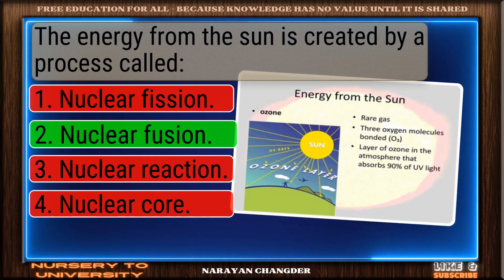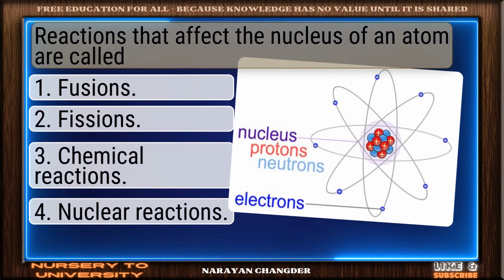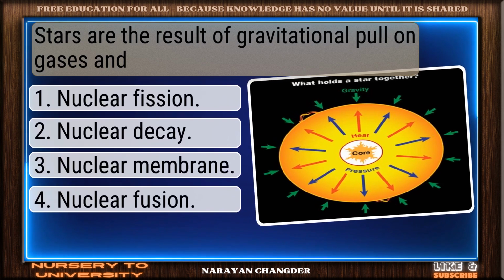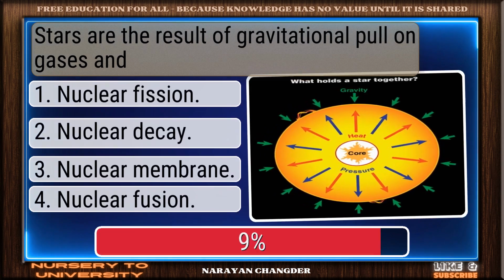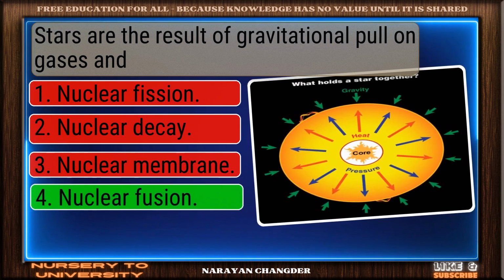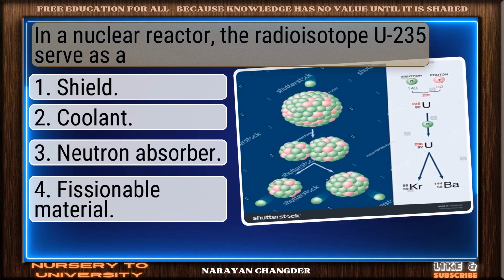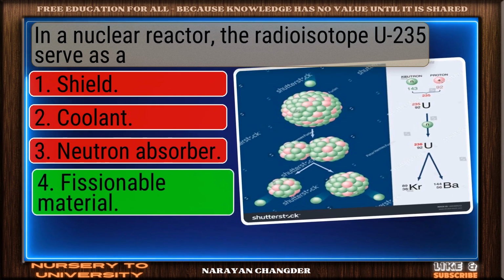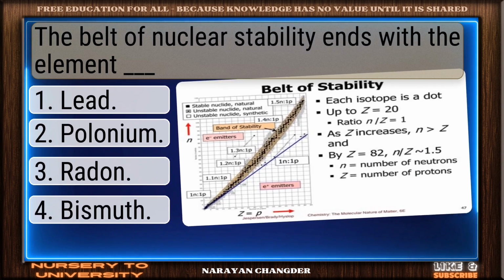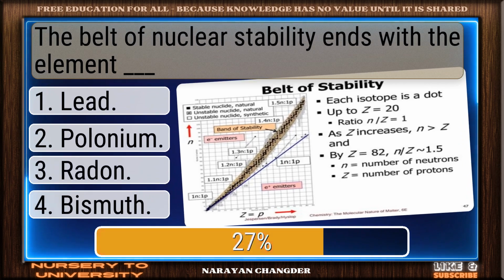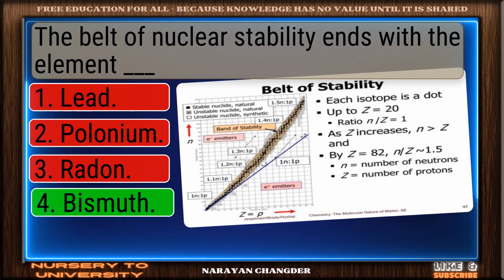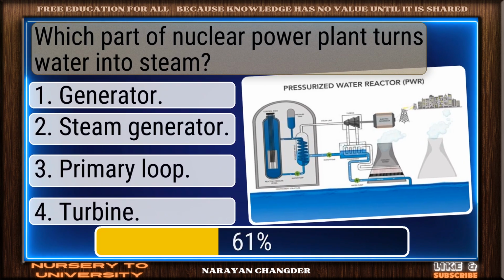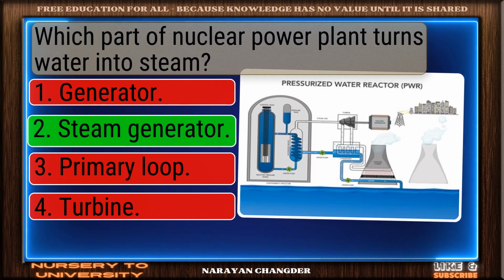nuclear fusion. Reactions that affect the nucleus of an atom are called nuclear reactions. Stars are the result of gravitational pull on gases and nuclear fusion. In a nuclear reactor, the radioisotope U-235 serves as a fissionable material. The belt of nuclear stability ends with the element dash. Bismuth. Which part of a nuclear power plant turns water into steam? Steam generator.